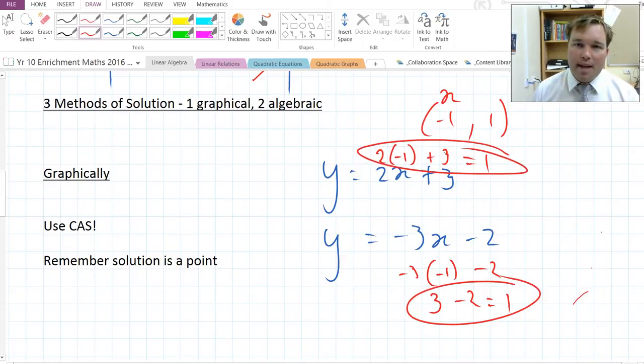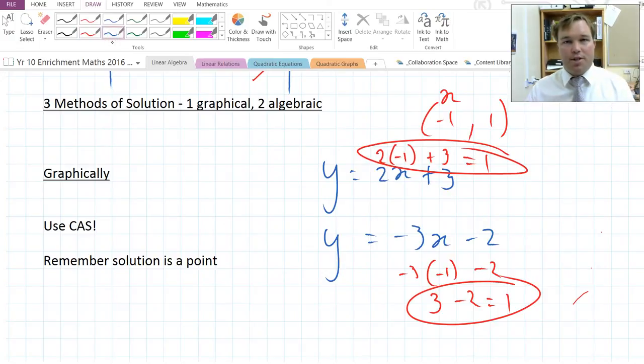Alright? And that is the only value for x for which that works. So if you subbed in x equals 2 to both equations, the y result would be different. It is a unique solution. So there's only one answer for x here. That is the only point on the Cartesian plane where those two lines meet.